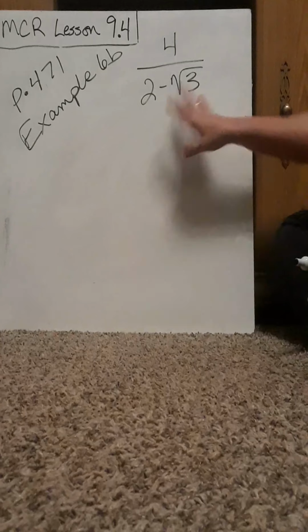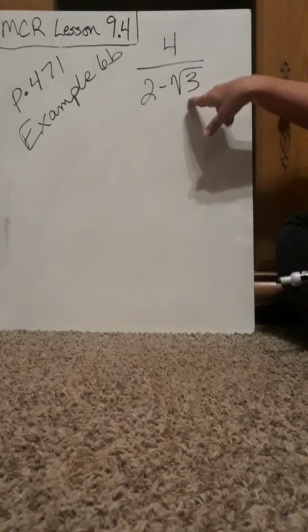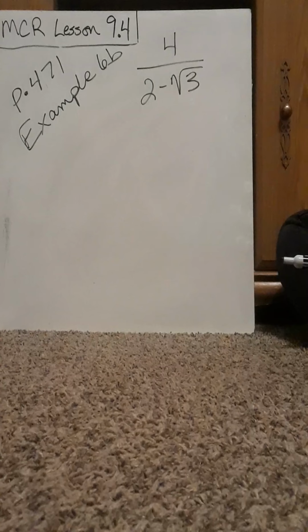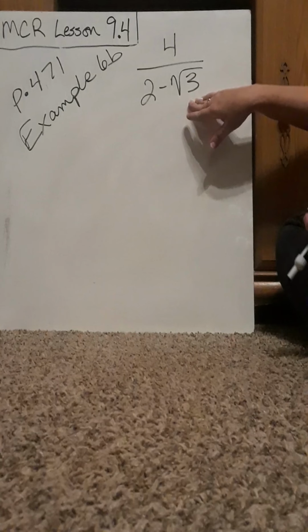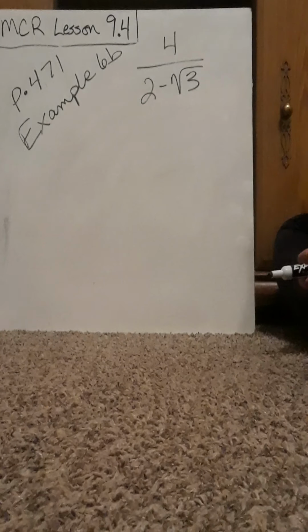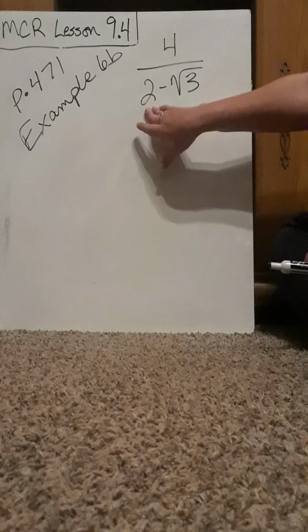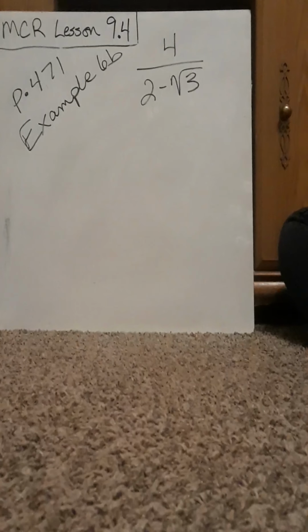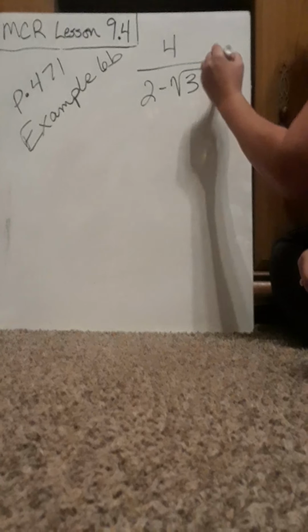Okay, so if you look at this problem, obviously we have an issue, right? We have a radical in the denominator. That's got to be fixed. We've got to do something about that. So we want to rationalize this denominator, and just multiplying the radical by itself isn't going to work here because we have a number stuck in front of it. There's two terms here in the bottom. So what we have to do is multiply it by its conjugate.